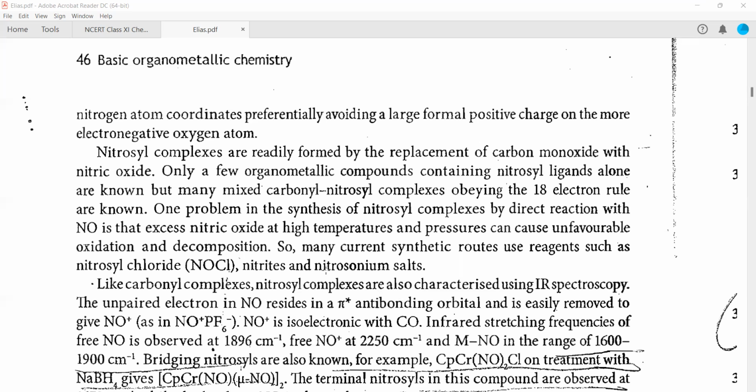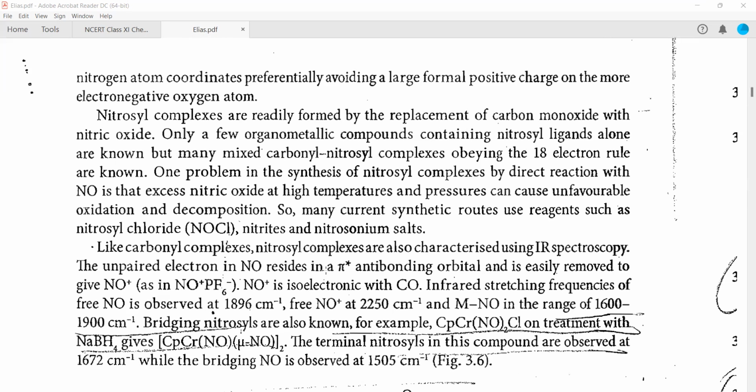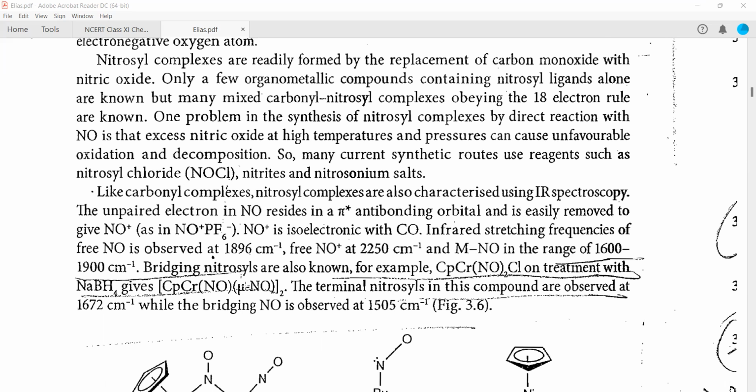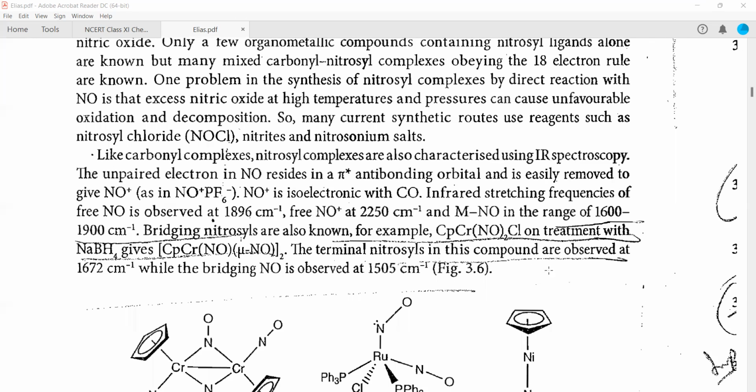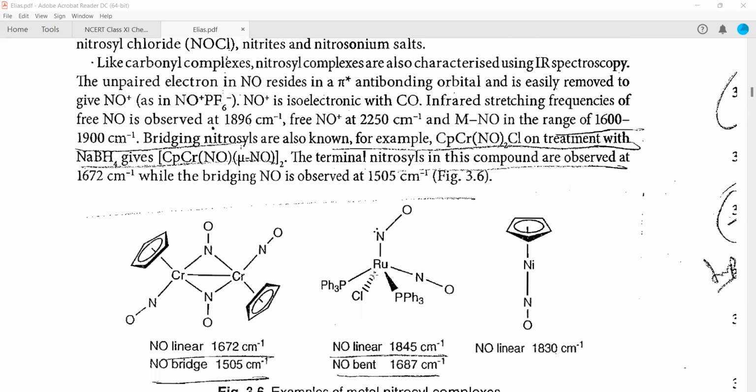Again, bridging nitrosyls are also known. For example, Cp chromium NO twice Cl, on treatment with sodium borohydride, gives Cp chromium NO dimer. One NO is terminal and another NO is the bridging ligand. The terminal nitrosyl in these compounds is observed at 1672 centimeter inverse, while the bridging is observed at a lesser stretching frequency because of more electron donation by the metal, that is, more back bonding from two metal centers to the one single ligand.